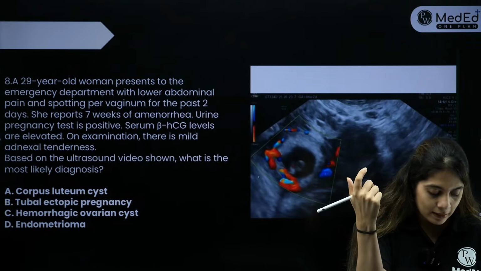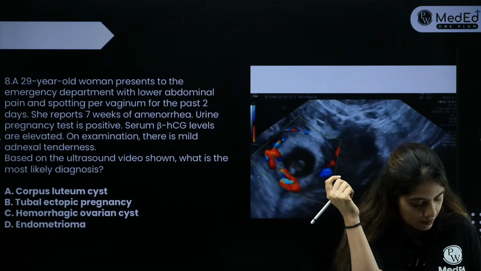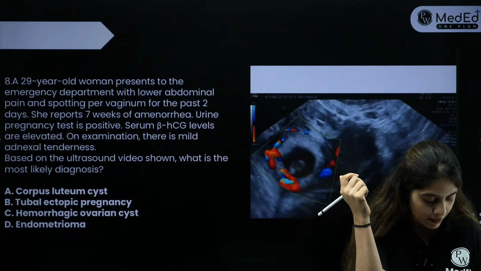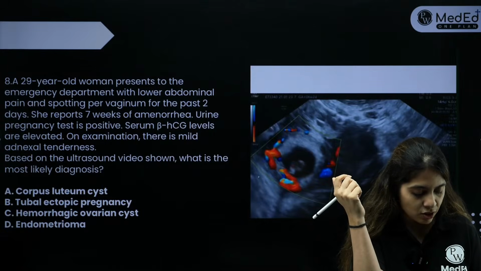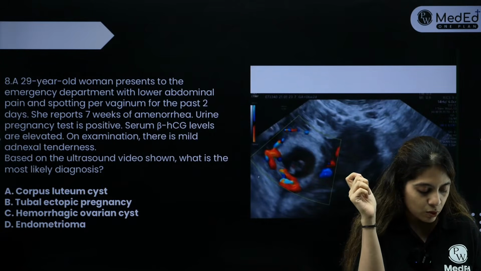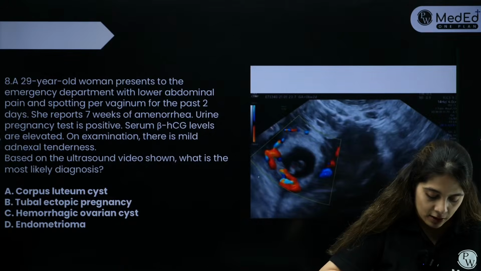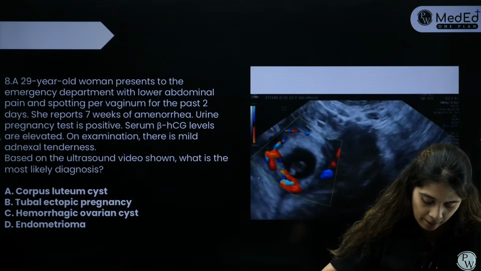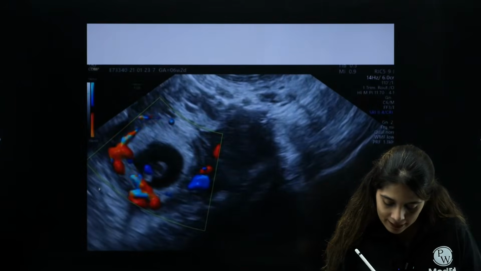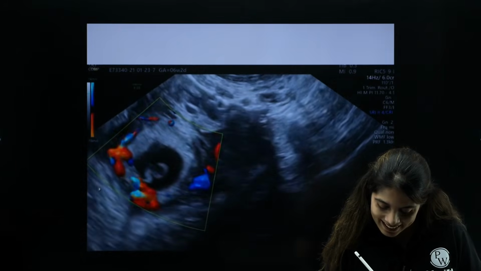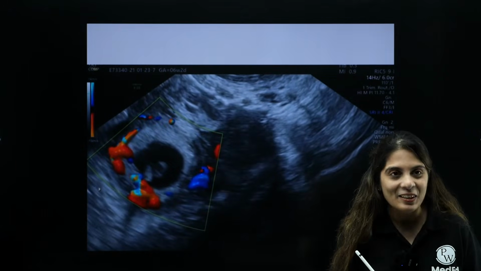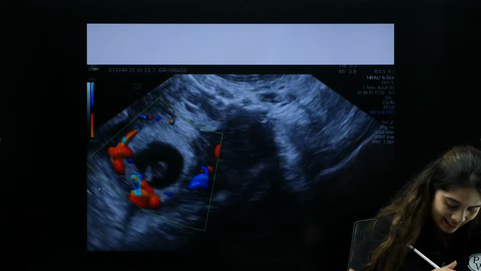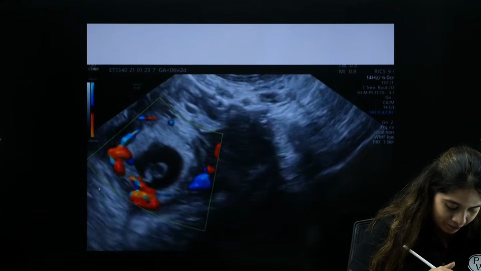Okay, so there is amenorrhea, there is pain that is present, and of course the beta HCG levels are elevated. There is adnexal tenderness. Based on the ultrasound video shown, what is the most likely diagnosis? So let us just see this video. Yes, it is ectopic, but let's see the video first. Okay, so let us just see the video. It's a very small video.